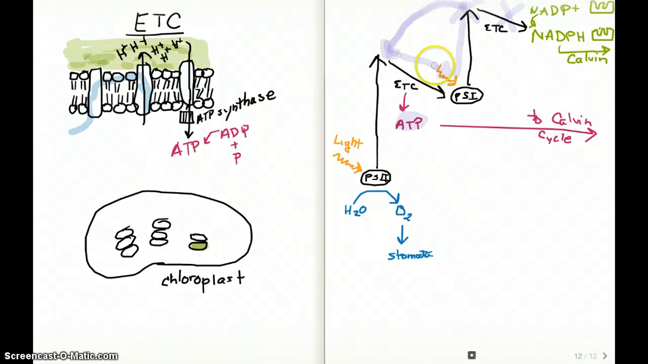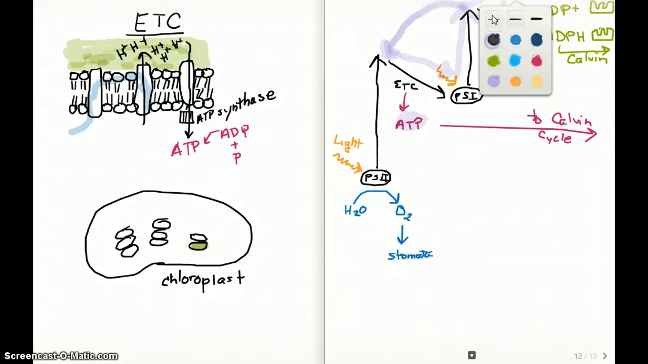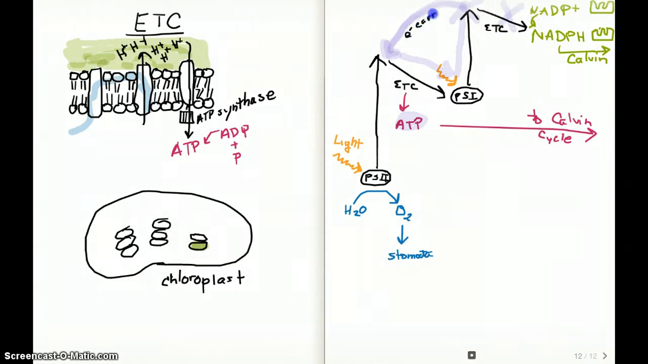This is called cyclic photophosphorylation because it's a cycle. Remember, that only happens if NADP plus is not available. So this is only if the electron carrier is not available. So we'll just write up there that there's no electron carrier available. And that is going to be our cyclic and non-cyclic photophosphorylation. We can put those down here. You should really be able to explain the difference between cyclic and non-cyclic photophosphorylation.